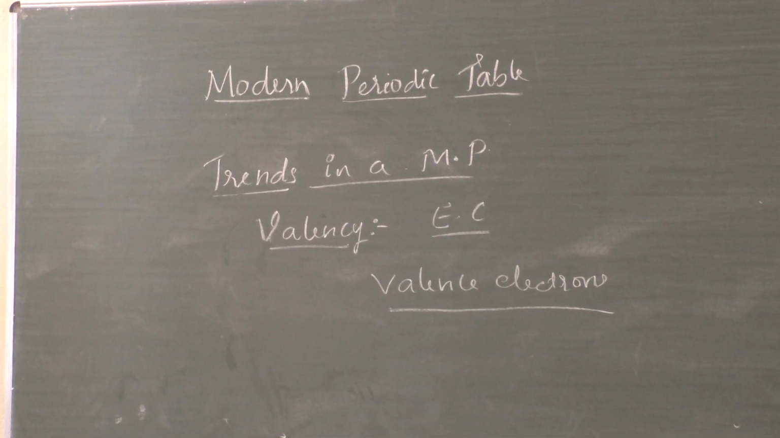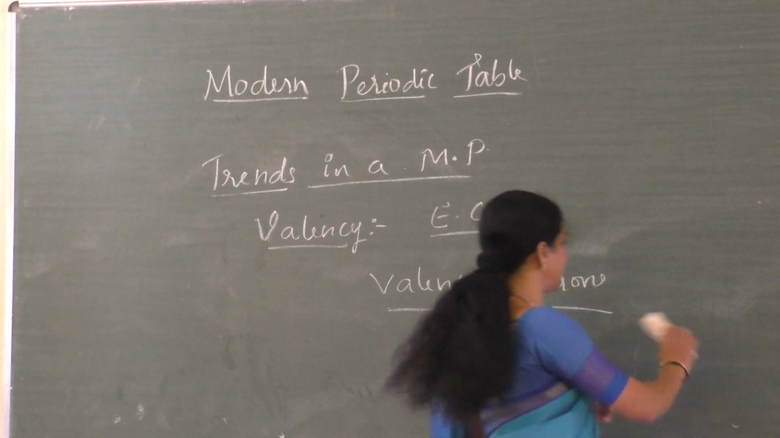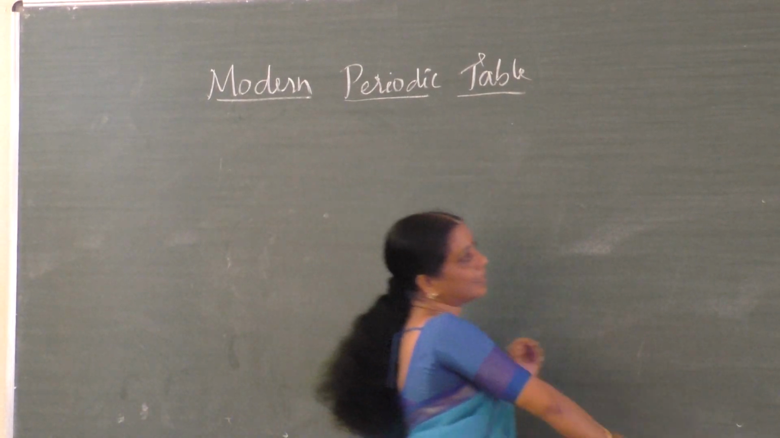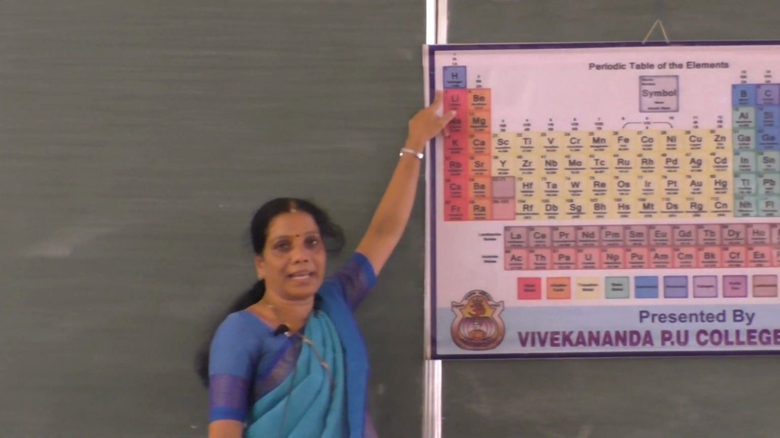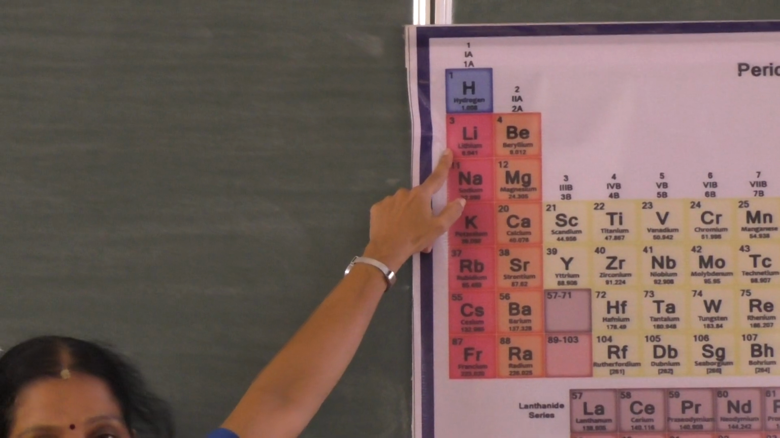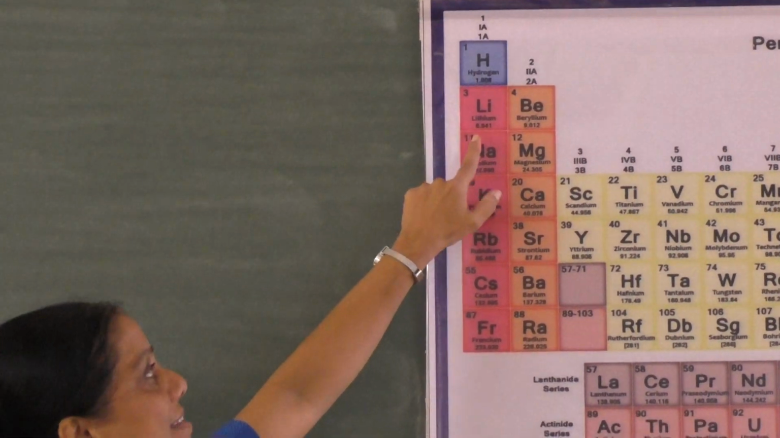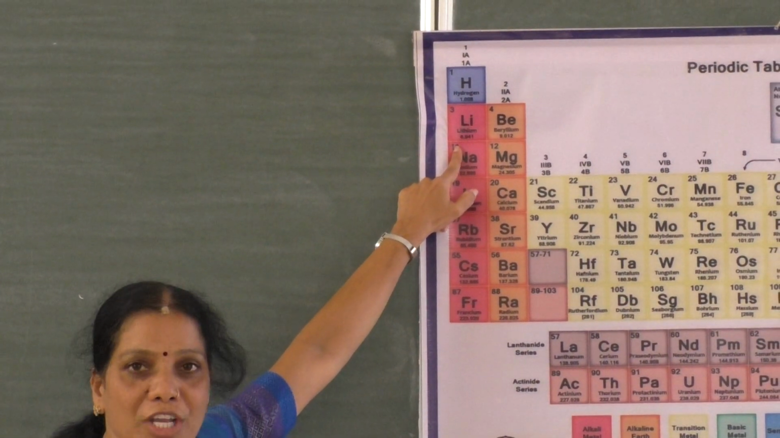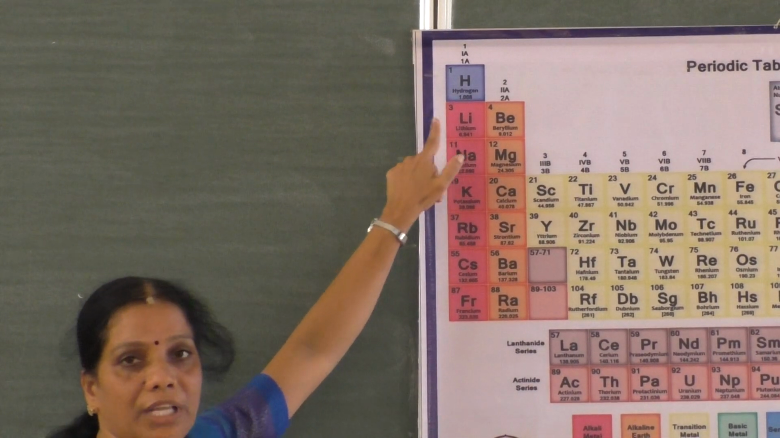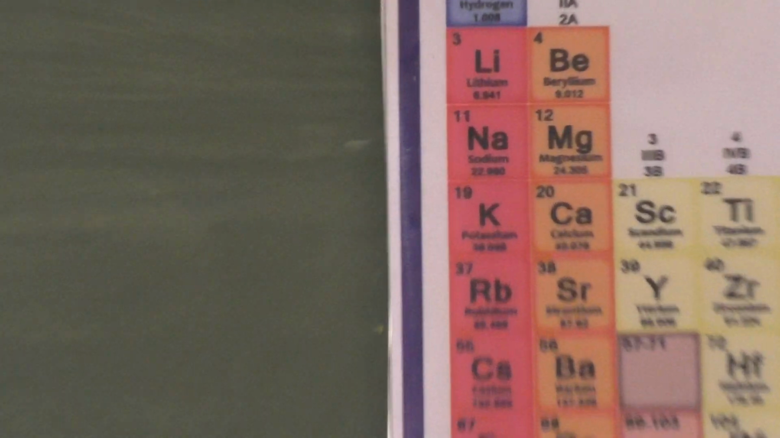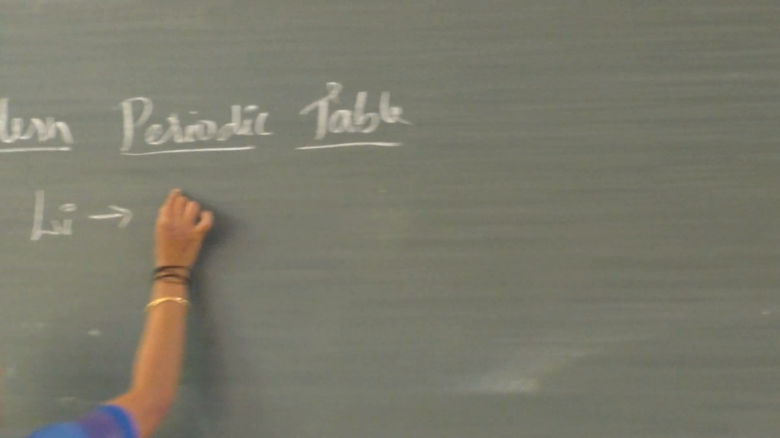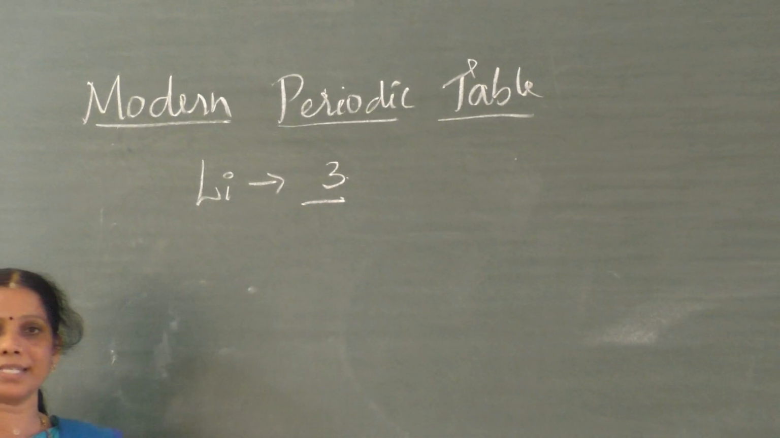Listen here, in order to study this, I will consider one example. I'll consider here the second period element, that is the first element of the second period, that is lithium. We have studied about the atomic number of this lithium and we have written the electronic configuration also in the last two sessions. Now what is the atomic number of lithium? The atomic number of lithium is 3.